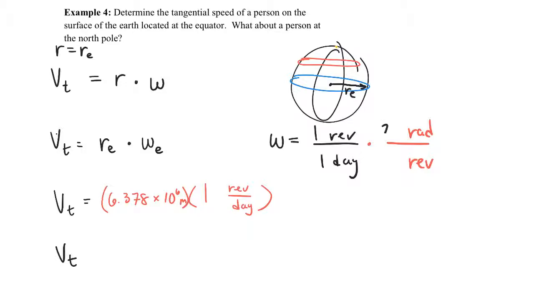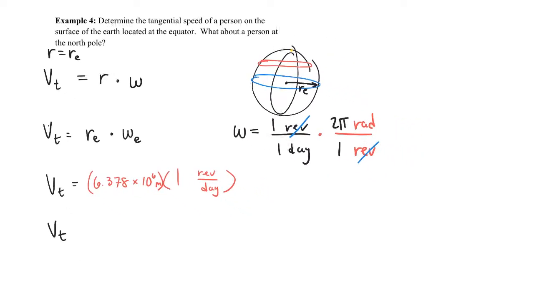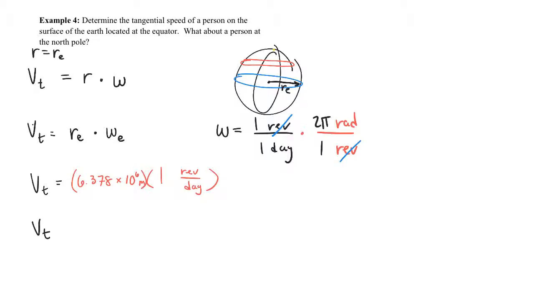Good, 2 pi radians, I like it. Is how many revolutions, Kim? 1 revolution. I would agree with that. So far we have canceled revolutions. We're in radians per day, but we want to be in radians per second. Let's cancel revolution so we see it happen. Next, reduction of units.